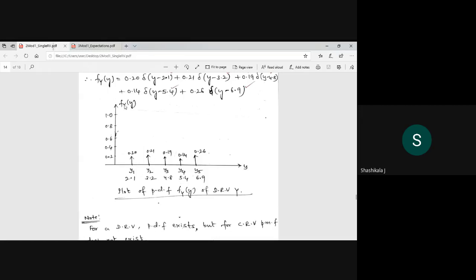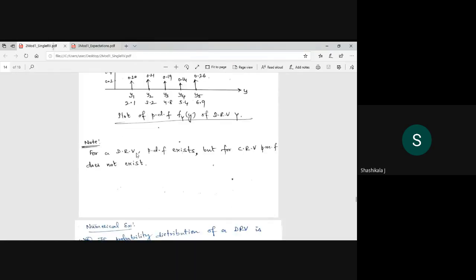See, f of y is again 0.2, 0.4 in the scale. Don't write up to 1 or something like that. Here it is 0.2, 0.21, just a little more than this, 0.19, 0.14 and 0.26. At least something you should give.